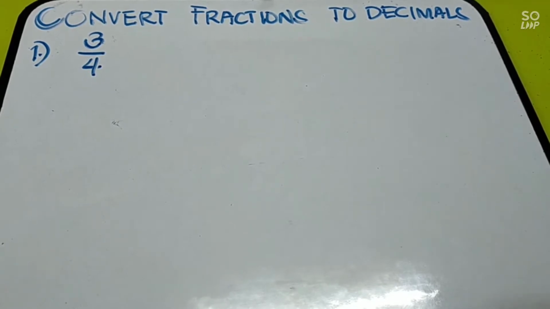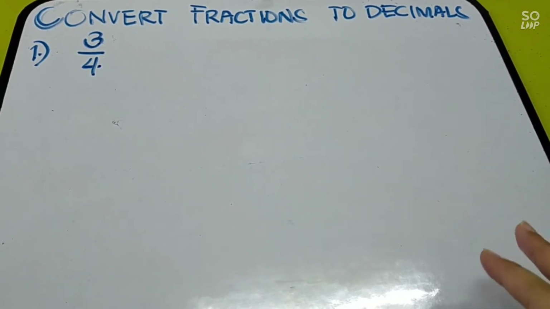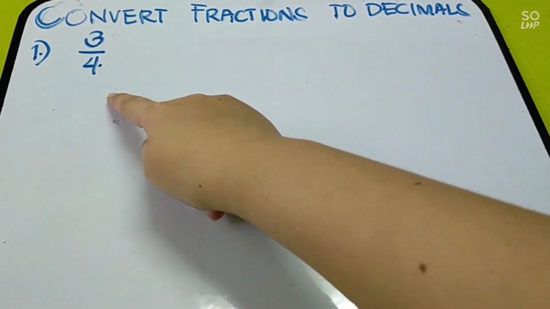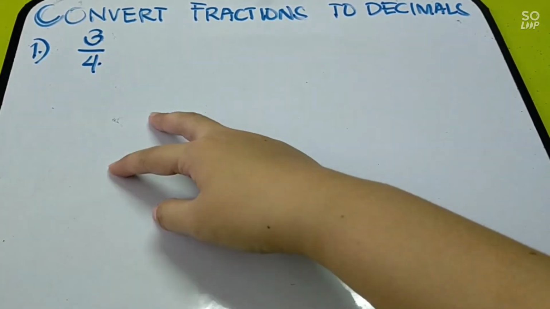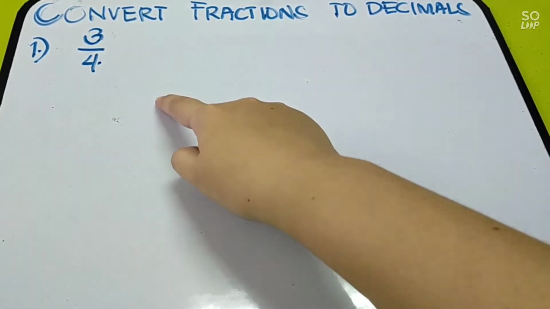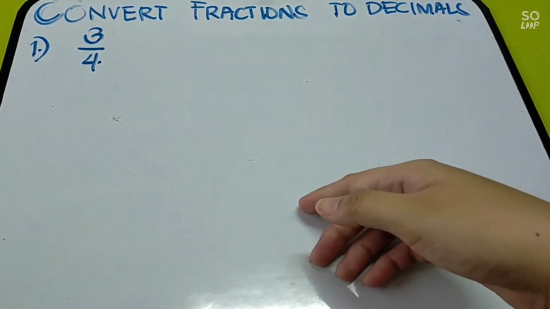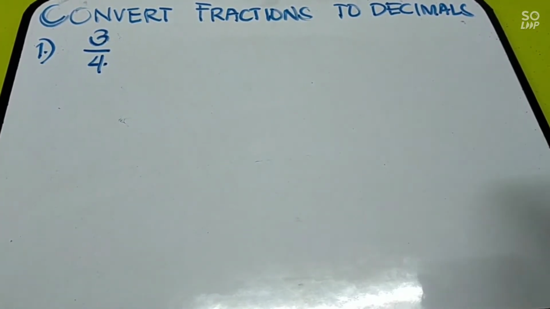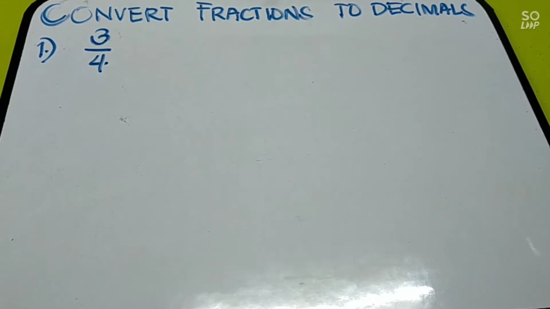So, tingnan muna natin kung siya ba ay terminating o kaya repeating. Since we have here 4 as your denominator, therefore, ang factors niya lang is 2 and 2. Since 2 and 2 lang ang factors niya, therefore, this fraction is terminating decimal. So, meaning may katapusan itong decimal na to. Okay? May katapusan yung kanyang sagot. So, meron tayong 2 ways for us to solve this one.